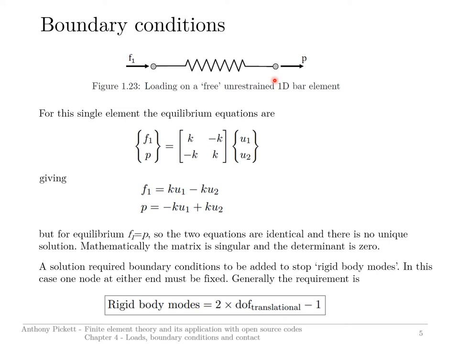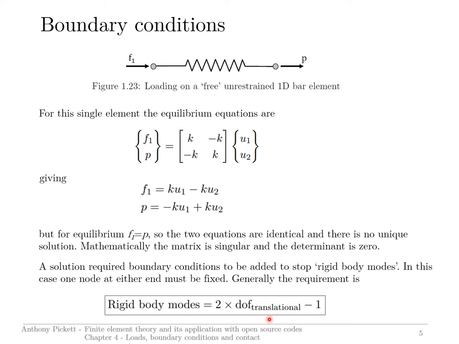Mathematically, what's going on is, in effect, that the problem has an indefinite number of possible solutions due to the fact that it can undergo rigid body deformations or displacements. There is no unique solution. There is an equation given here concerning the number of rigid body modes that must be suppressed. So for example, if we're looking at our 1 degree of freedom problem here, we have 2 times 1 is 2 minus 1 gives us 1. There is one rigid body mode, and that rigid body mode must be suppressed by one boundary condition.